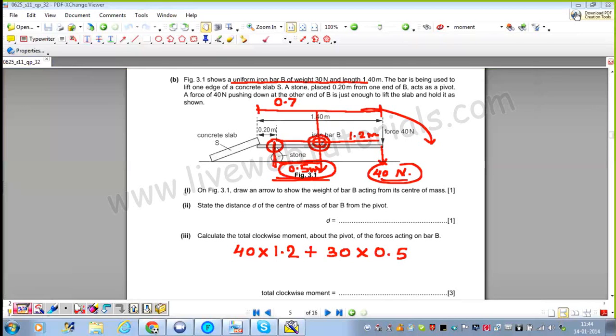This is going to become 48 plus 15. If you add both, it is going to become 63 newton meter. Because it's the product of force multiplied by distance. Force has the unit newtons, meters is the unit of distance. So newton meter is going to be the unit of moment of force.